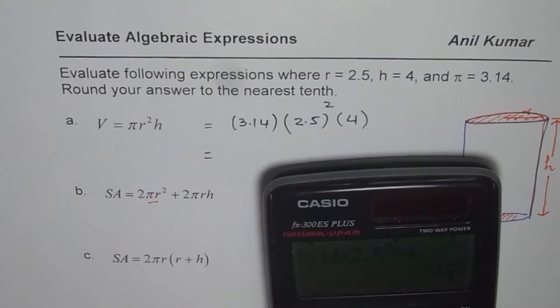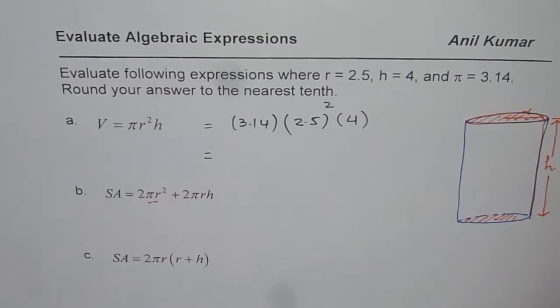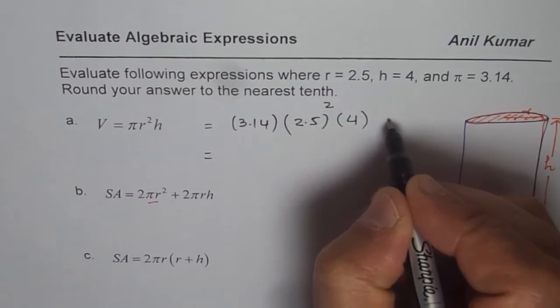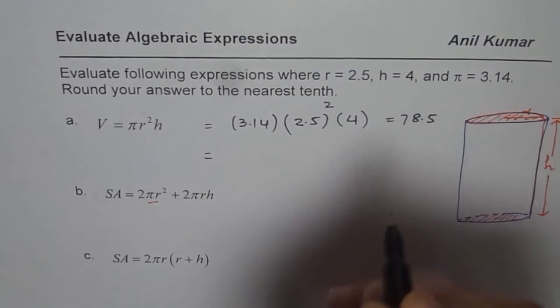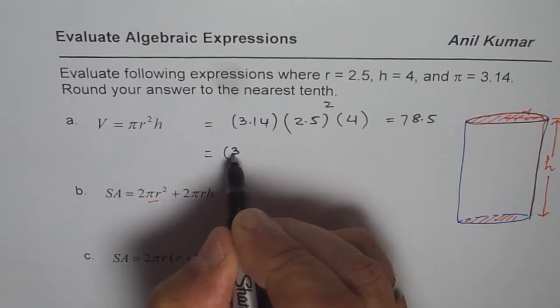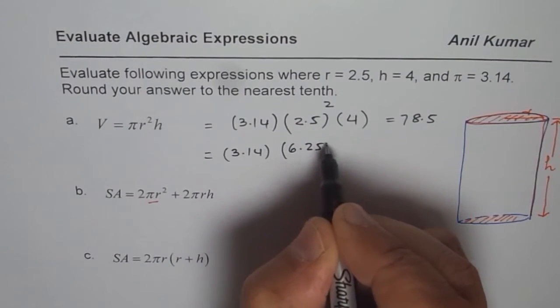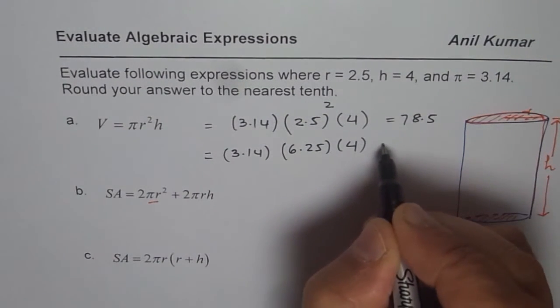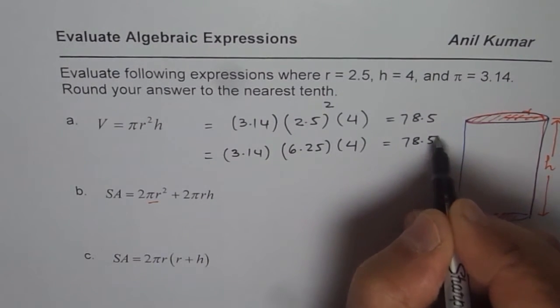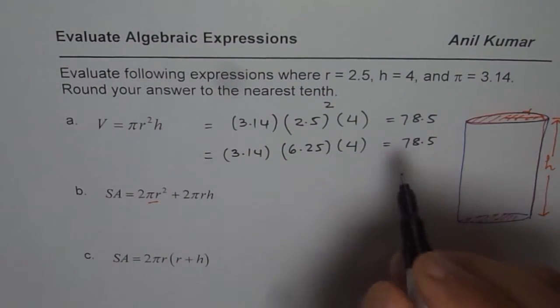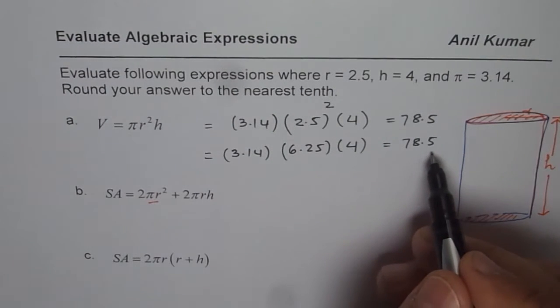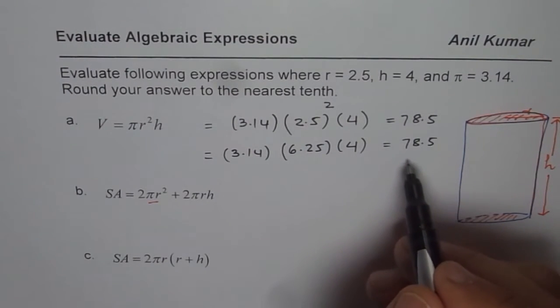Now your calculator may not have the facilities which I have, maybe a simpler one. We may do this in 2 steps, okay? So that is okay. Now let's write down this value in decimals. It is 78.5. So just calculate and then write down your answer. In this case it is 78.5. What I was saying was you could do it in 2 steps: 3.14 times the square of 2.5, which is 6.25, times 4, and then use the calculator and get your answer as 78.5. Now this is already to the nearest tenth, so I don't have to really round it, correct? So that's one way of doing it.